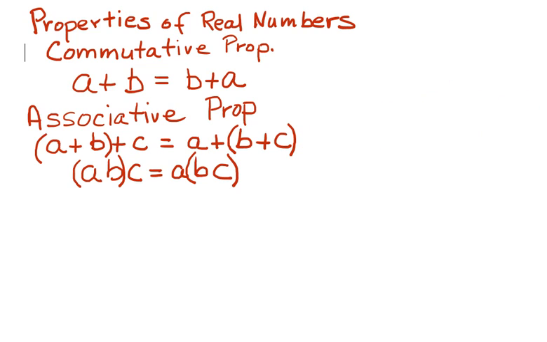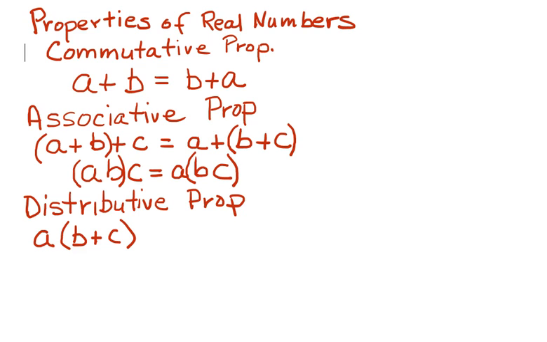Now another famous one is the distributive property. And it looks like this. Give you a moment. Distributive property. Here we have A, and then in parentheses, B plus C. Well, we can distribute that A through multiplication, and then that gives you A times B, and then A times the C, which will give you plus AC.